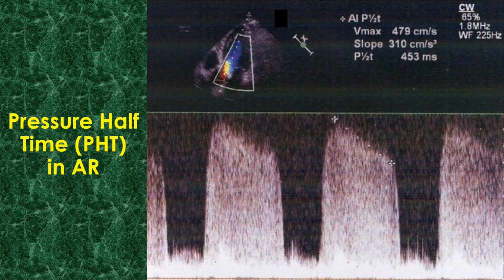The Doppler cursor is seen passing through the left ventricular outflow tract and aorta. Aortic regurgitation jet is seen as the positive tracing above the baseline. The peak velocity or Vmax of the aortic regurgitation jet is shown as 479 cm per second. AR-PHT is shown as 453 milliseconds. The AR deceleration is shown as 310 cm per second squared.